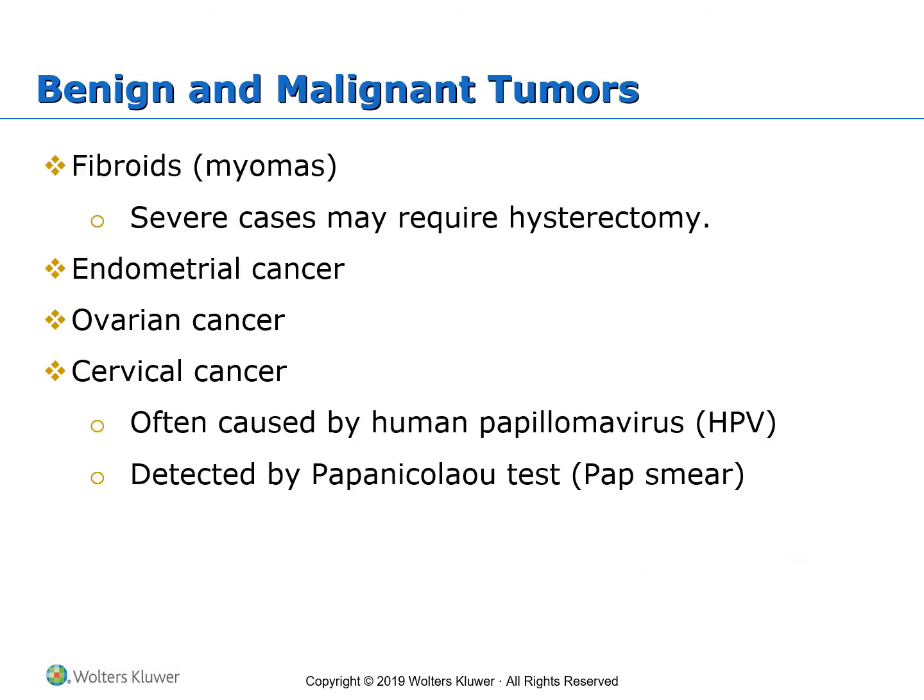Tumors. We have both benign and malignant tumors of the female reproductive system. A fibroid usually is a benign tumor. It starts in the smooth muscle. It's called the leiomyoma. And in some studies, we found out that about half of the women that will get to age 50 will have one or more of those tumors in their uterine wall.